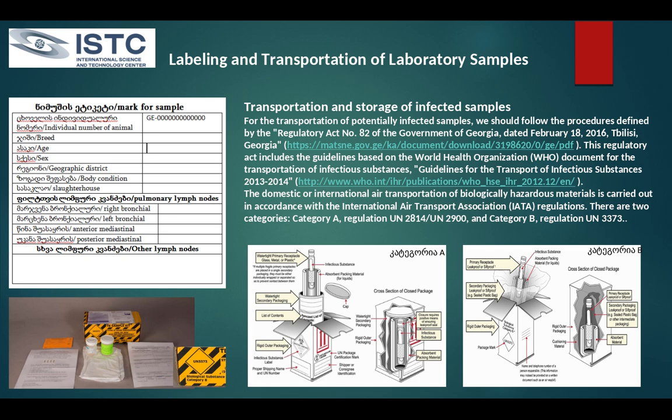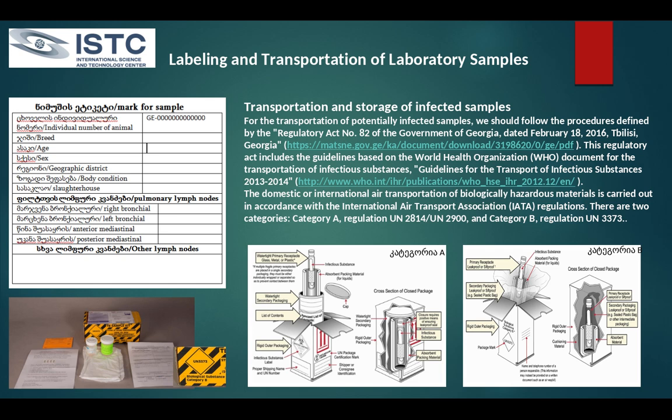The slide presents a guide titled Guide to Infectious Substance Transport Regulations. Regarding air transport, it is regulated by the International Air Transport Association, IATA, and categorized into 2 groups, A, UN 2814/UN 2900, and B, UN 3373. Category A includes biological materials that pose a danger to both humans and animals, specifically referring to live biological agents.